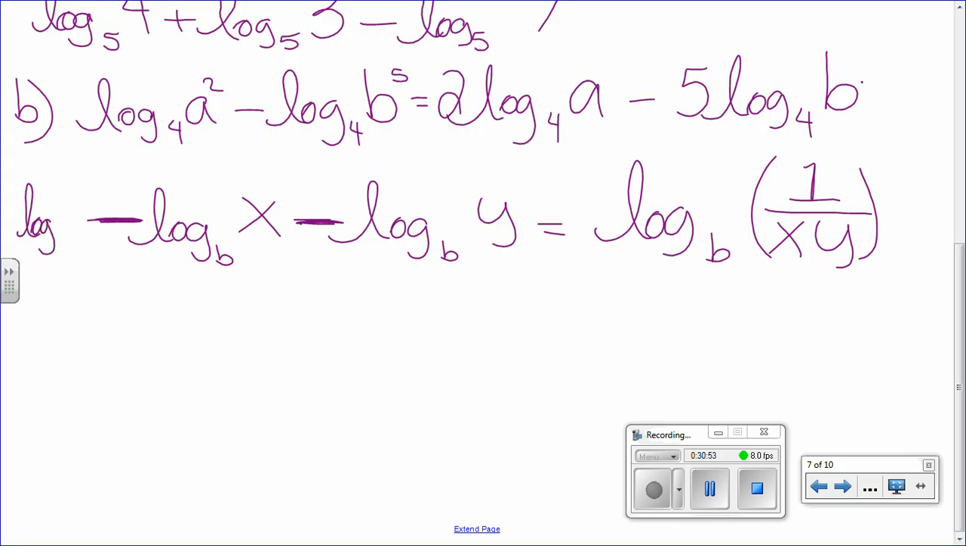What's the log of 1 of any base? What is this equal to? It's equal to 0. So in reality, with this, we're not really changing the expression. We're just helping ourselves because we needed this 1 here.